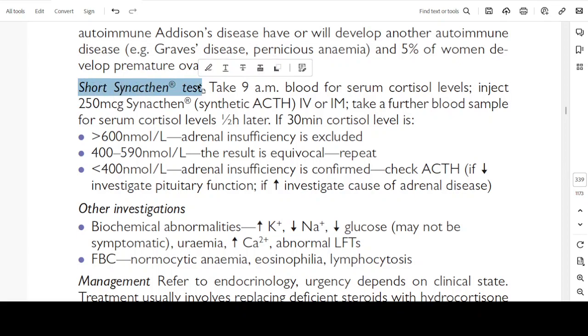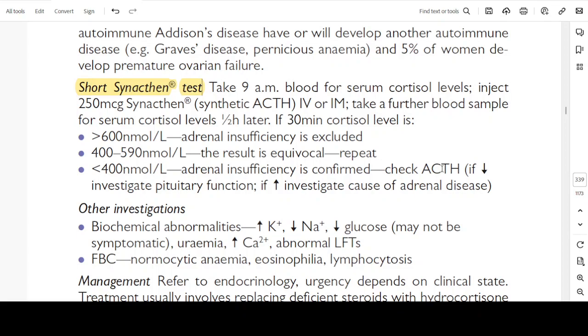Short Synacthen test. Take a 9 am blood sample for serum cortisol levels. Inject 250 micrograms of Synacthen, synthetic ACTH, IV or IM. Take a further blood sample for serum cortisol levels half an hour later. If the 30-minute cortisol level is more than 600 nanomoles per liter, adrenal insufficiency is excluded. 400 to 590 nanomoles per liter, the result is equivocal, repeat the test. Less than 400 nanomoles per liter, adrenal insufficiency is confirmed.